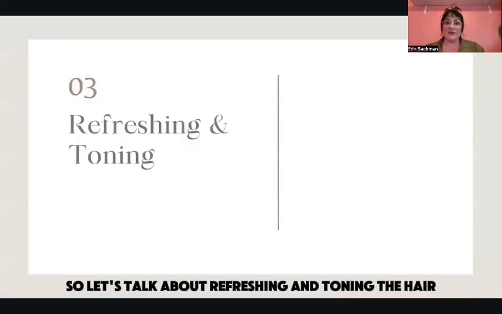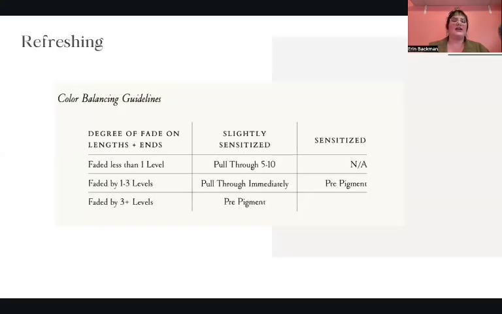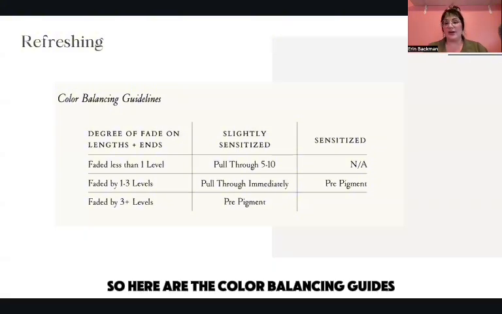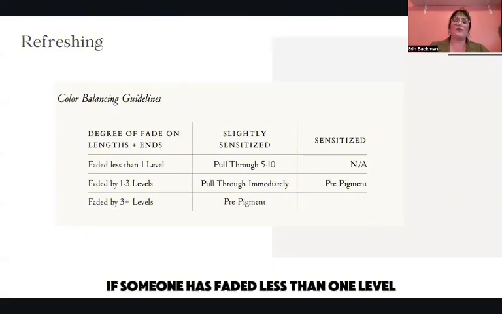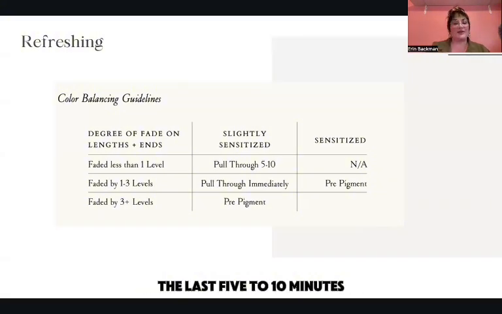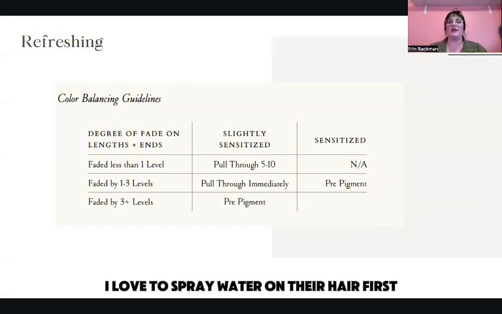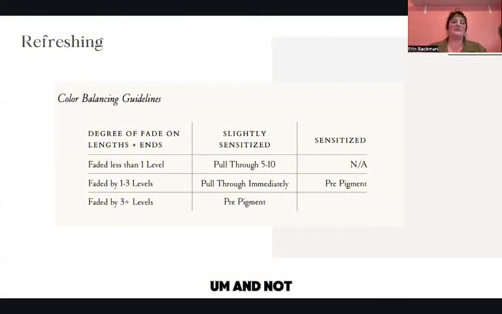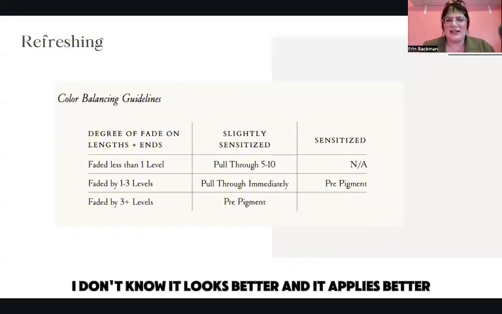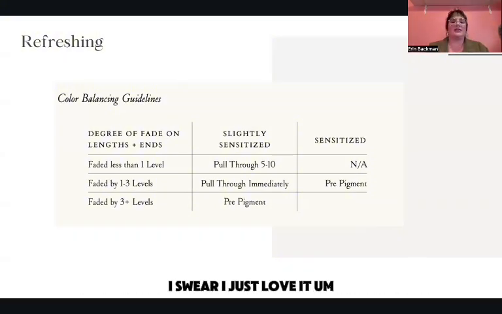So let's talk about refreshing and toning the hair. Here are the color balancing guides when it comes to Arete. If someone is faded less than 1 level, we're just going to pull through the last 5 to 10 minutes. This is something I love to do: I love to spray water on their hair first. This also helps to move the color through. I don't know, it just looks better and it applies better. I swear, I just love it.